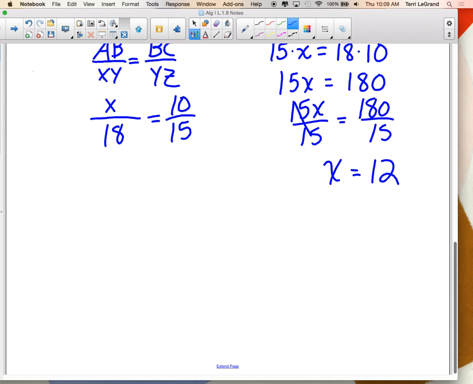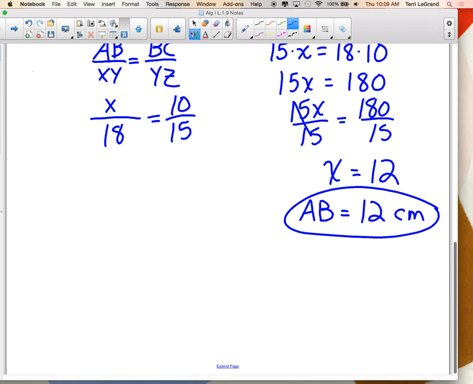But you know what? We weren't solving for X. What were we really solving for? Length of AB. So length AB equals 12 centimeters. There's our final answer. That's what we were looking for. X stood in temporarily for the length of AB. So questions, because that's what we're going to now practice on the back side. Okay, go to the back side. Let's take a look at it. The first one we're going to do back there.